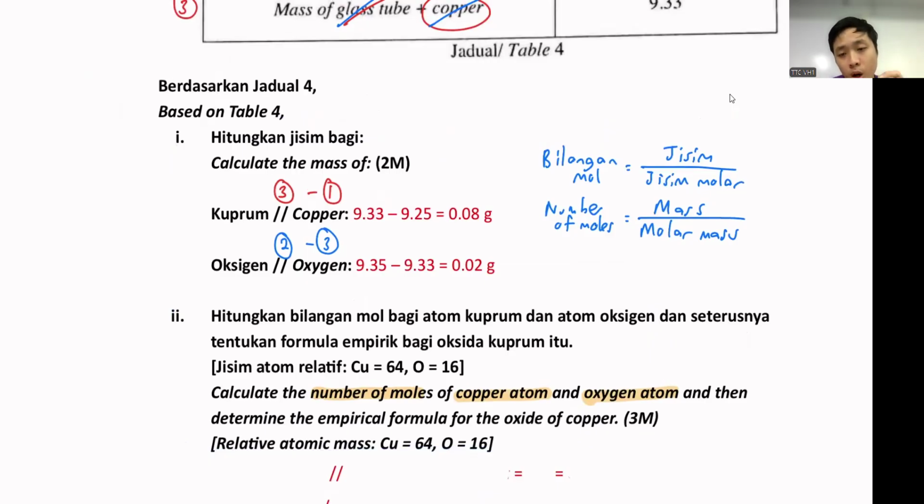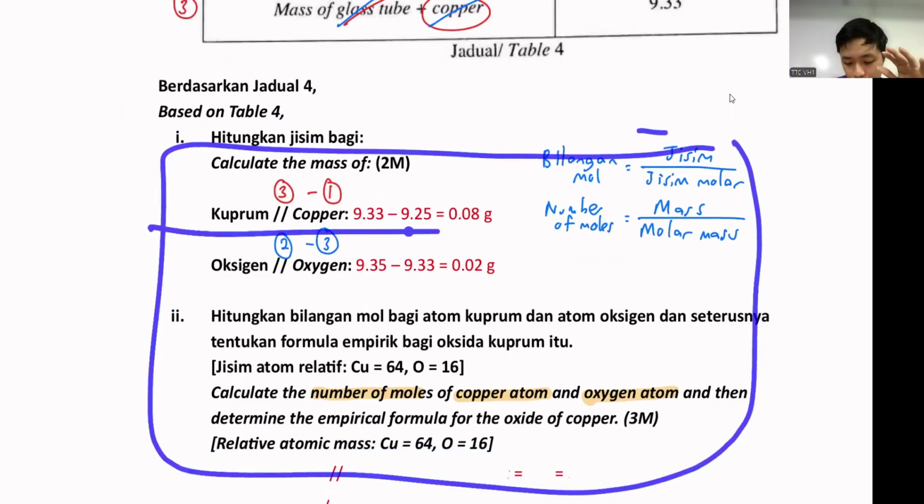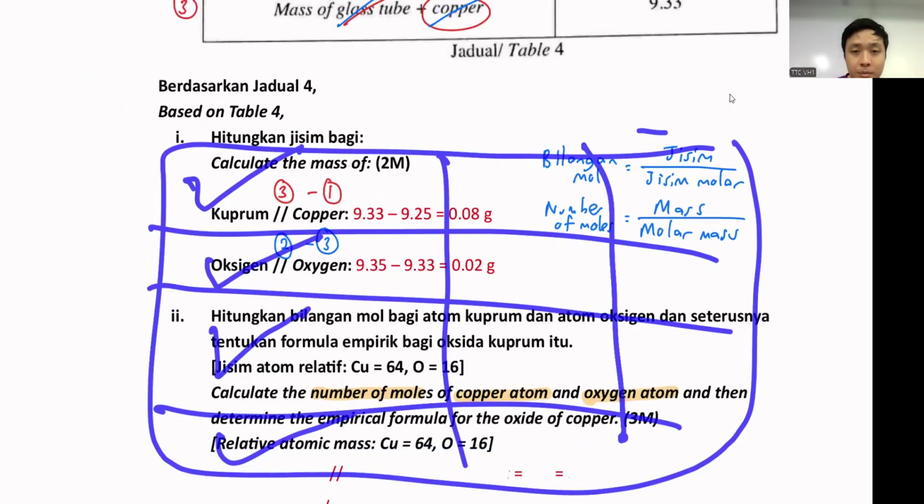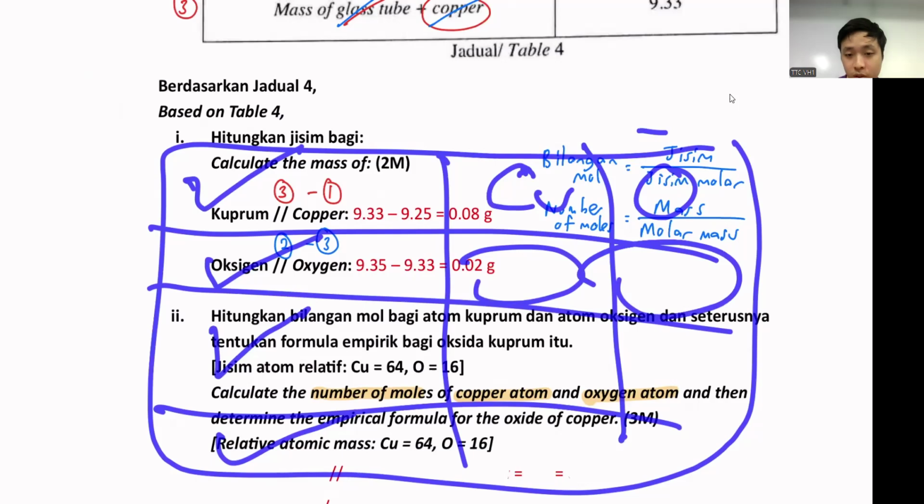To find the empirical formula, you can just draw a table: element, mass, number of moles, simplest ratio. Fill in Cu and O, how many grams, number of moles. Then you divide by the smallest number. But in this case, it's very simple, you can divide straight away.